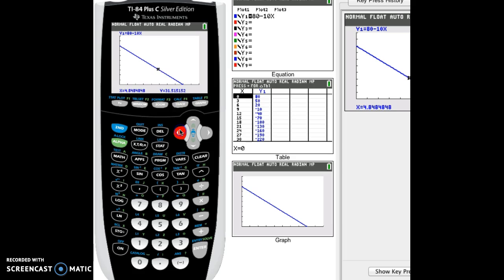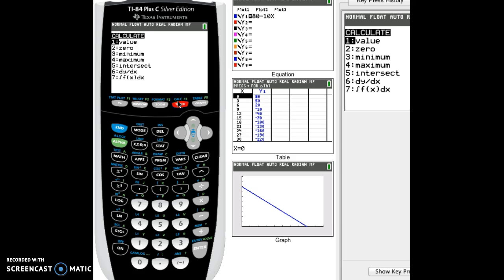And if you move left and right, it gives you some other values, which might not make as much sense depending on what they're counting by, but you can get some good estimates, like here you can see it's about 4 and about 39.8. If you want to find an exact value, I love this button. You might like to try it too. You go to second, trace, and there's a little button that says calc up there, calculate.